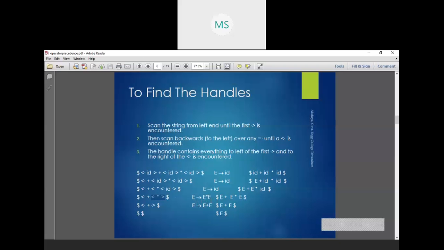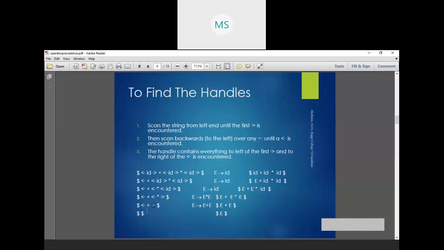That is my handle. I have to pop it from my string, reducing it, and the whole thing should be popped. The remaining is left with only the plus. Now I can write the next relation, plus and dollar. Plus and dollar, plus has the highest precedence. Now you can insert these things.